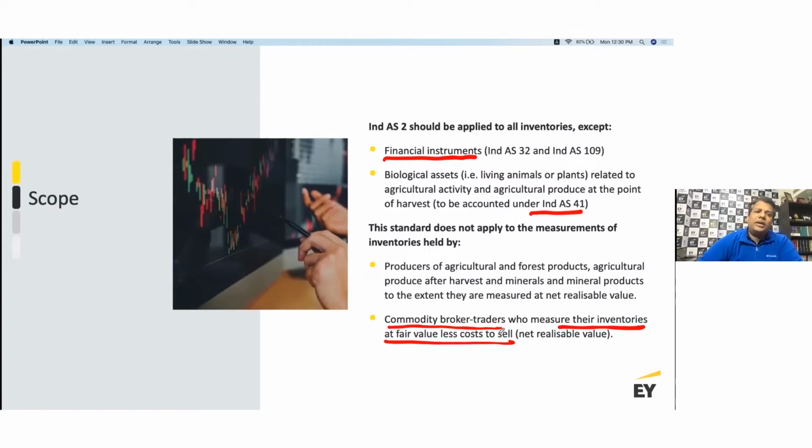Commodity broker traders measure the inventories at fair value less cost to sell, and hence you don't get the benefit of doing inventory valuation at cost or market price, whichever is lower. In their case, they measure the inventory at fair value less cost to sell, which is net realizable value. Remember that. So what are the exceptions? Financial instruments, biological assets, farmer producers, and commodity broker traders. These are exceptions to the standard.